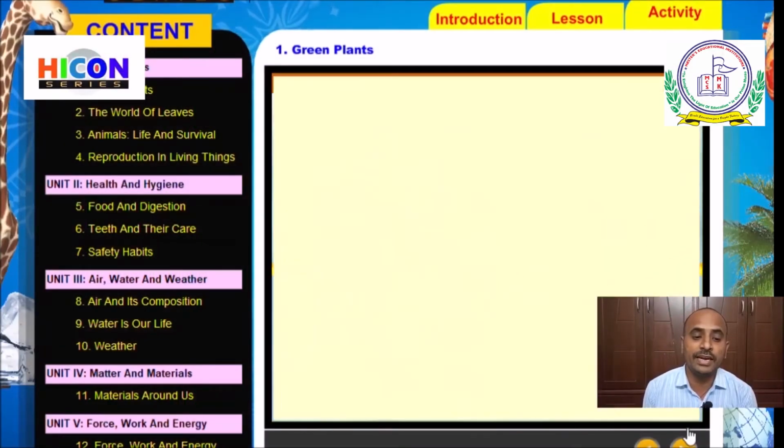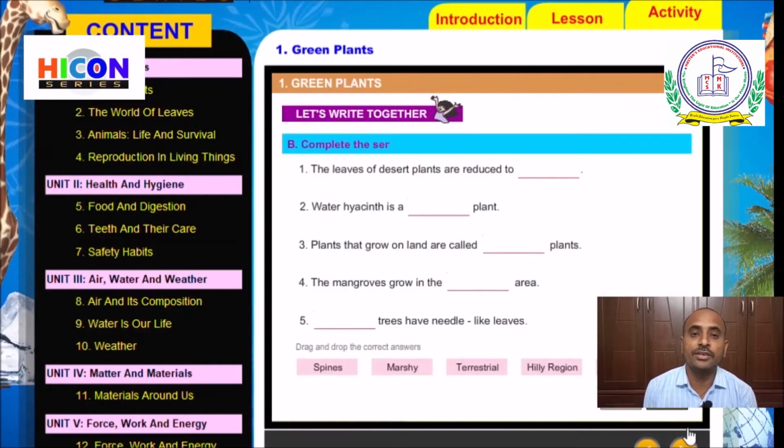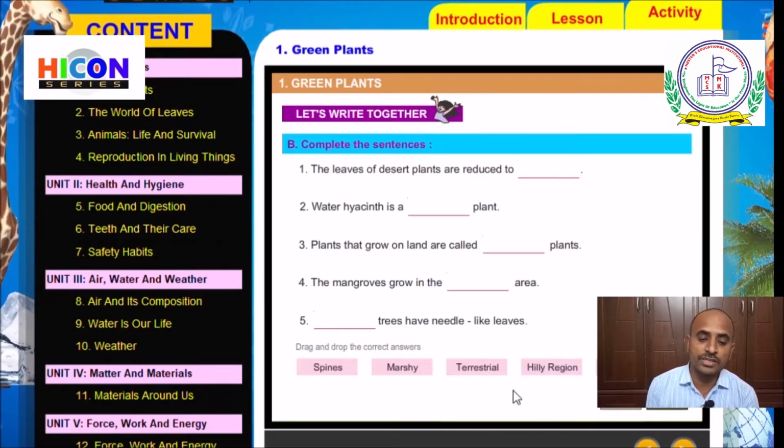The next activity in the exercise is complete the sentences. So children, look at the screen. There are 5 sentences given in this activity, and we have to write the suitable word for each sentence. They have already given some words below the sentences. So look at the words given below the sentences.